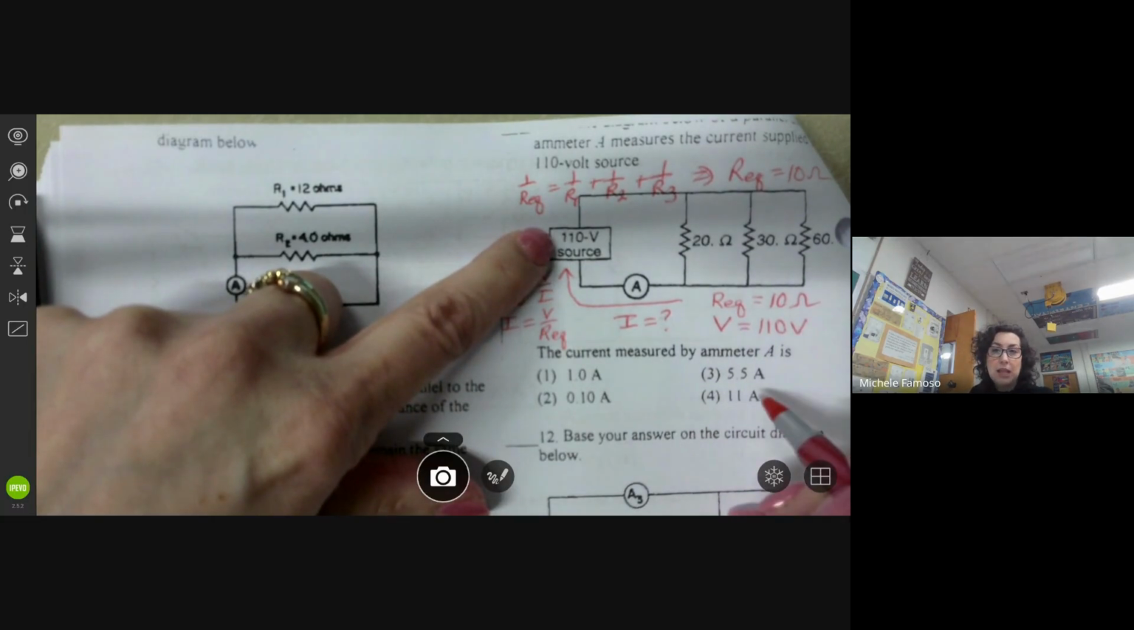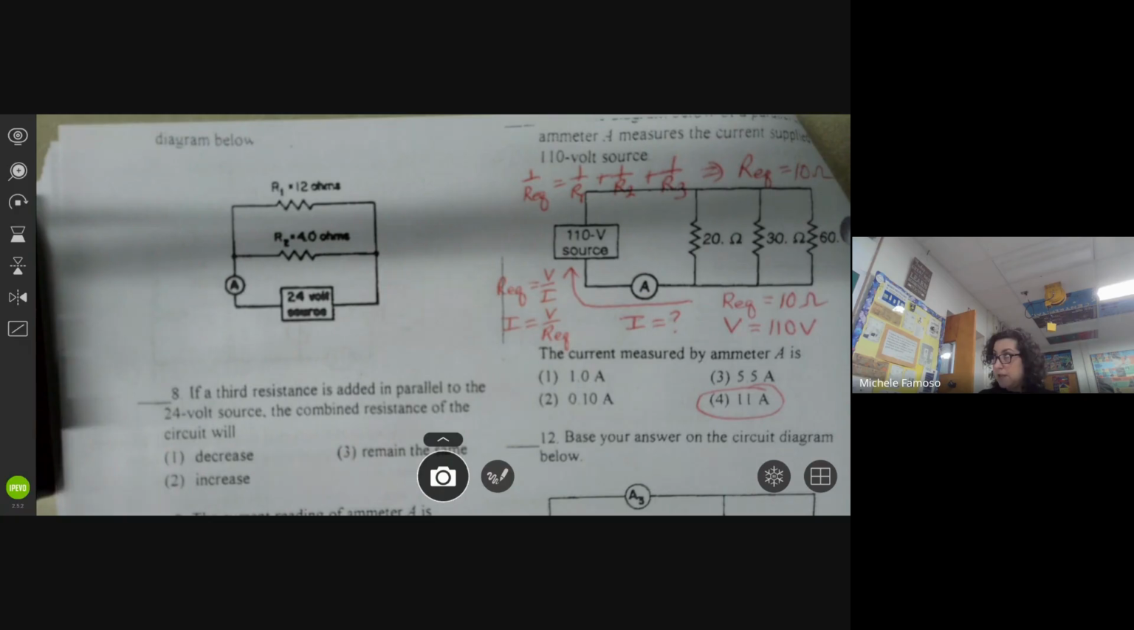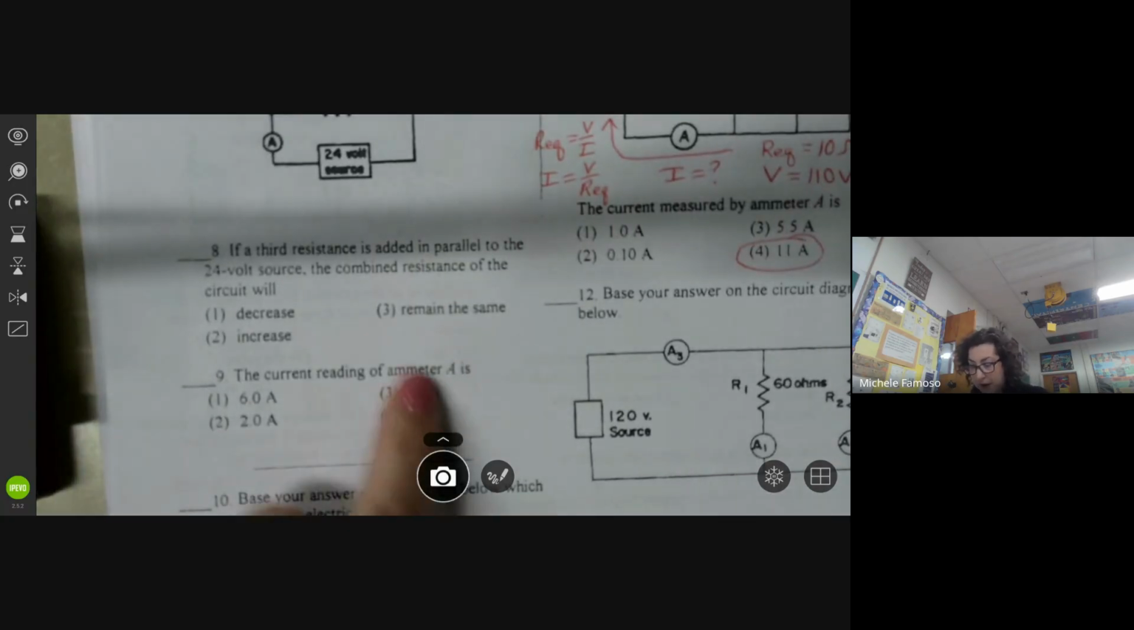So that gives me 11 amps, choice 4. Anything else you'd like to ask? Jace? Number 9. Ask for the current reading of ammeter A.